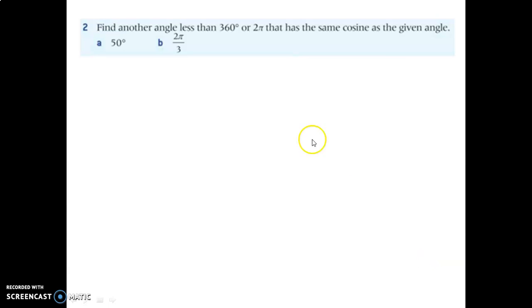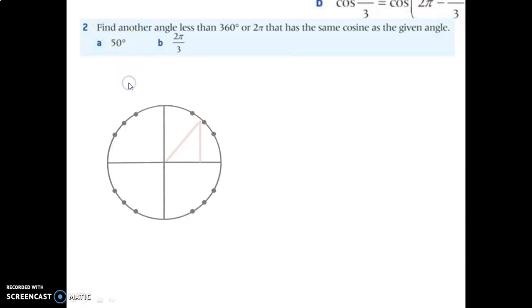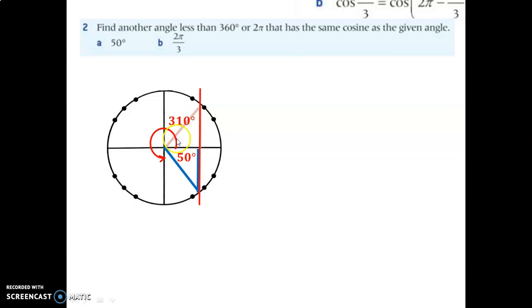Okay, try this one. Now we're looking for another angle that gives the same cosine value. Take a look at this one. Here's our first triangle, 50 degrees, and now I need the same cosine value, meaning the same x value. So we need the same positive x value. So now I'm drawing a triangle down here with 50 degrees because that gives me the same x value right here. Alright, and then that would be 310 degrees to get there. So the answer to that one is cosine of 50 equals cosine of 310 degrees.